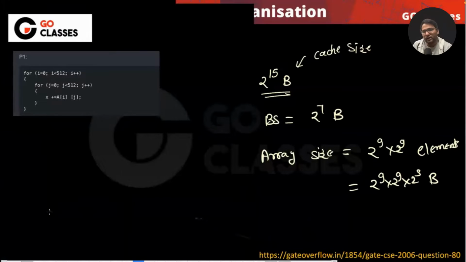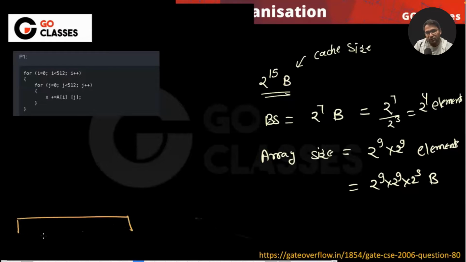So how does the array look in the main memory? How many elements is a block going to contain? If 2 power 3 is the size of one element, then how many elements can a block contain? 2 power 7 by 2 power 3, it is 2 power 4 elements. Is this okay to everyone? 2 power 4 elements, which means 16 elements a block can contain. So from A[0][0] to A[0][15], a block can contain, right? Some block can contain this.